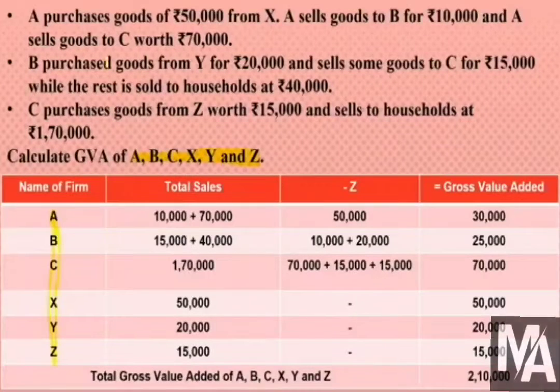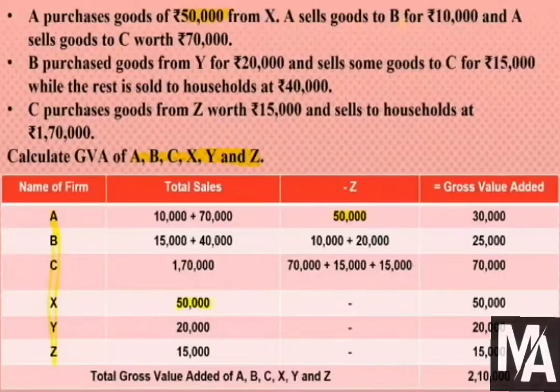Okay, so first we have A purchases goods of rupees 50,000 from X. So 50,000 is going to be the raw material because it has been purchased by A from X. So this is going to be the sales of X. Very quickly we finish that.